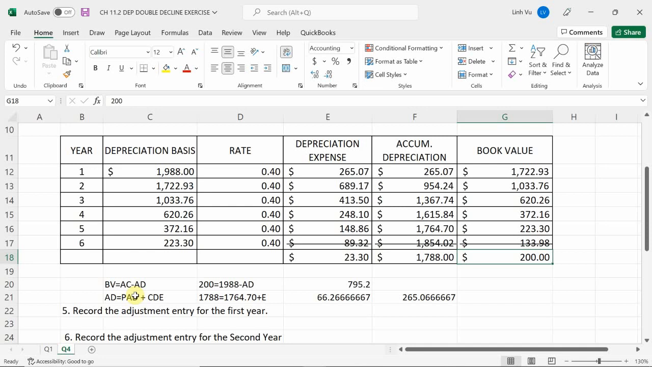Now the next formula that we used to solve for accumulated depreciation is accumulated depreciation is equal to previous year's accumulated depreciation plus current year's depreciation expense. So that's the formula I put right here, right? We know for a fact that we have our accumulated depreciation. It was 1788. And we know what the previous year's was because it was 1764.70. So how do I solve for my depreciation expense for that year?